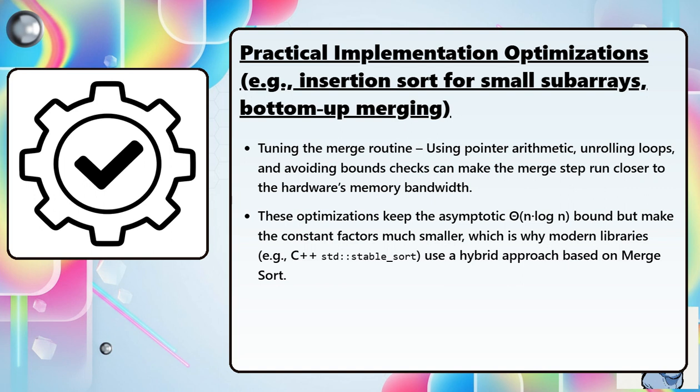These optimizations keep the asymptotic theta of n log n bound, but make the constant factors much smaller, which is why modern libraries, for example C++ std stable sort, use a hybrid approach based on merge sort.